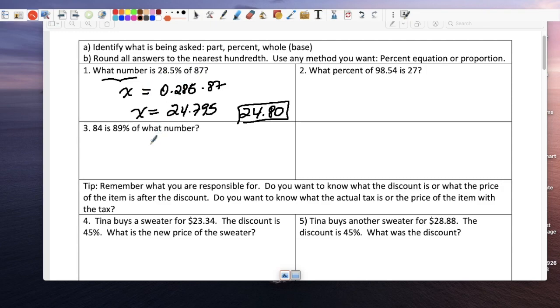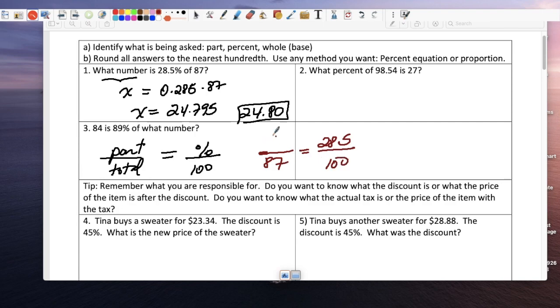in this case, I think it's easier if you set it up as a proportion. Remember, part, total, percent, and 100. Now, in this case, if you use the percent proportion, I'm still doing number one, by the way. 28.5 goes over here, 87 goes over here, and what we're missing was the part. So just to answer question letter A, we're missing the part for number one.